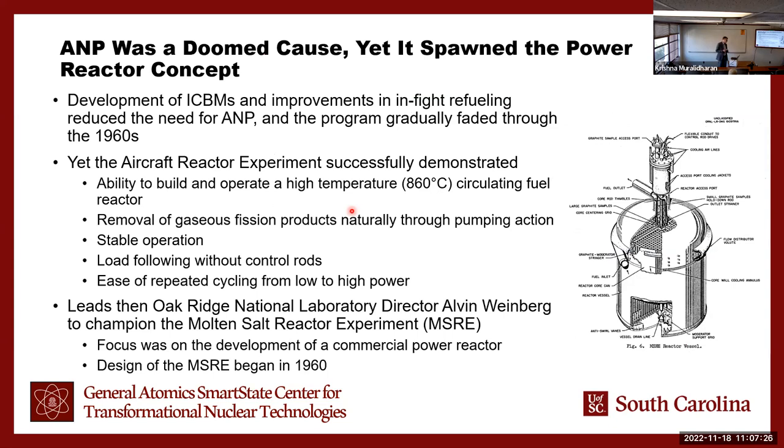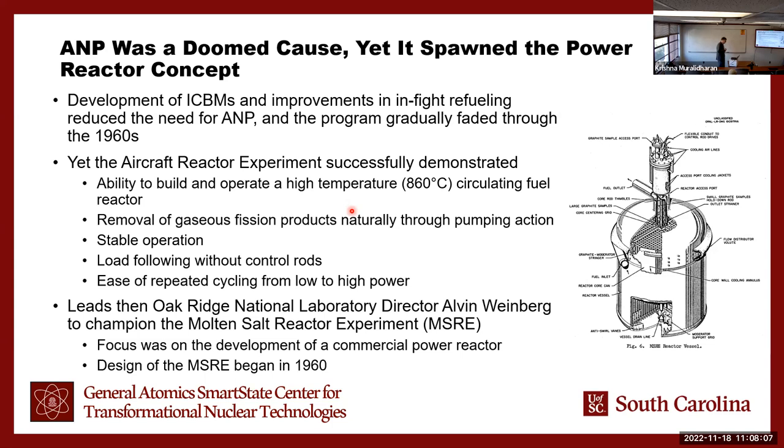And it was doomed. I can tell you the reasons why it was doomed. Basically, weight. You're irradiating the crew, so if you're not going to irradiate the crew, it weighs even more. And at the same time, other options arose. ICBMs were developed, so we could deliver nuclear weapons to Russia by different means, submarines, and in-flight refueling became a regular activity. So that was the end of the aircraft nuclear propulsion program.